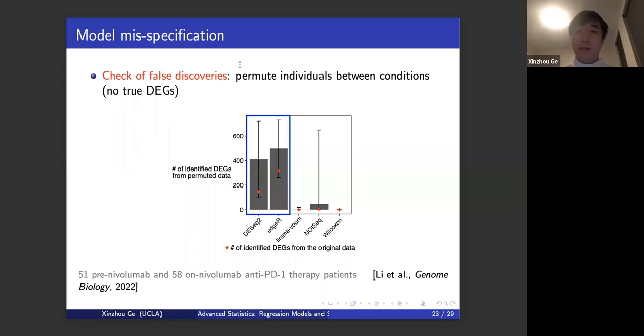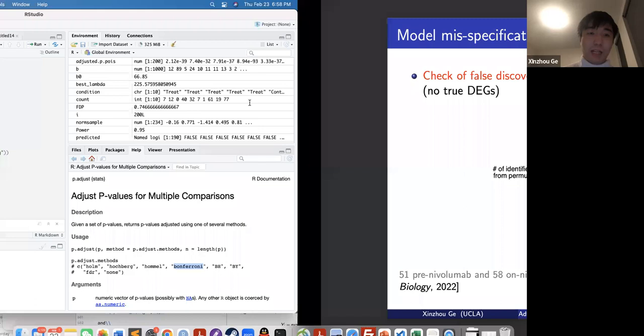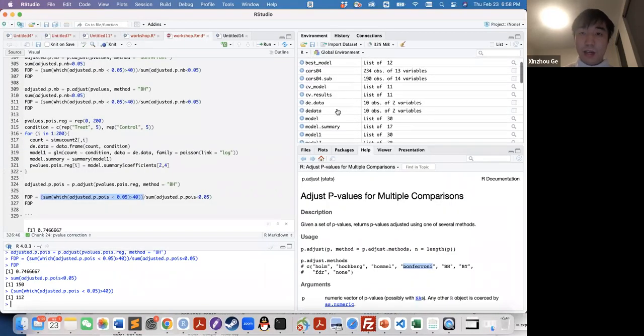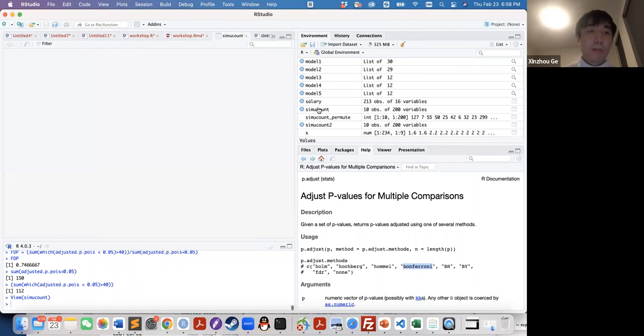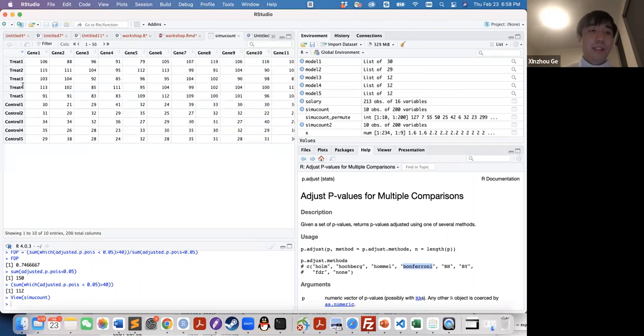So what do I mean by permutation? For example, we go back to the datasets that we have. So we will have the treatment and control labels. By permutation, it means that we just randomly permute these labels and do the analysis again. So it means that after permutation, the treat and the control information are just noise. The label doesn't mean anything anymore. So after the permutation, the two conditions will not mean anything because they are from permutation.